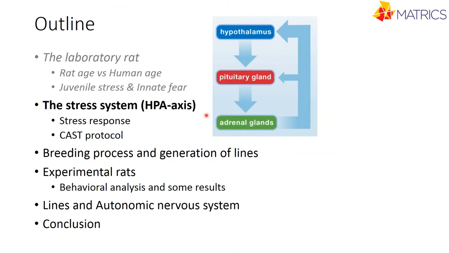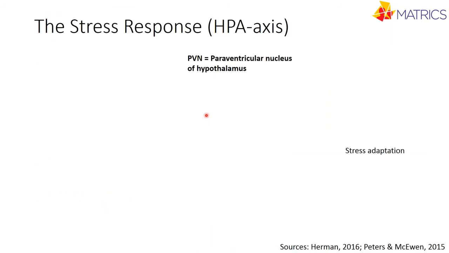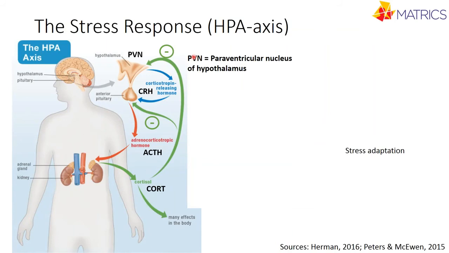So then I will describe the stress system, which is pretty important for us, and the HPA axis. The HPA axis is just the hypothalamus pituitary adrenal axis, and is the axis that is involved in the stress response. So I will describe it here a bit more in detail. In the hypothalamus, we have this paraventricular nucleus, the PVN. This PVN is integrating different signals from the brain. And in case of stress or challenge responses, it induces the secretion of CRH, the corticotropin releasing hormone.